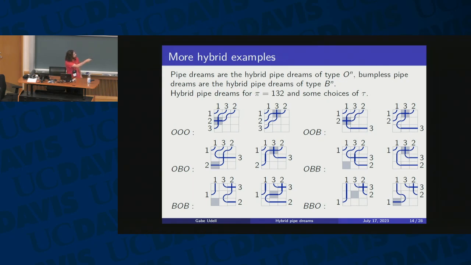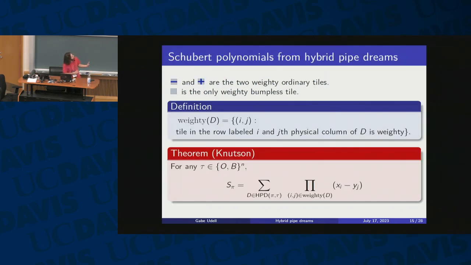OBO means ordinary, bumpless, ordinary, and we have an ordinary row where things go to the left, a bumpless row where things go to the right, and an ordinary row where things go to the left. And our shaded things are what we're calling weighty tiles, where we've got blanks in bumpless rows and horizontals and crosses in ordinary rows.